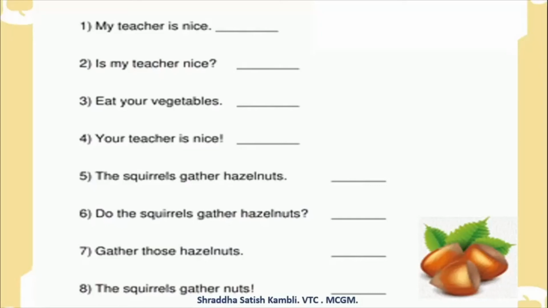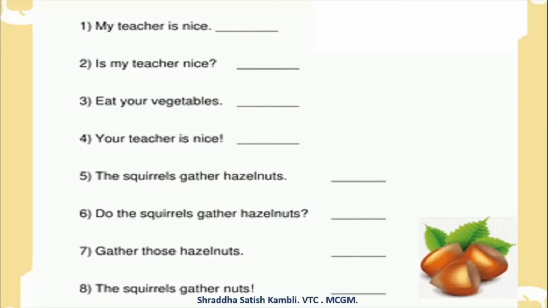So which are the sentences? Let us read them. My teacher is nice. Is my teacher nice? Eat your vegetables. Your teacher is nice! The squirrels gather hazelnuts. Do the squirrels gather hazelnuts? Gather those hazelnuts. The squirrels gather nuts! See the tone, see the way in which I have said these sentences, and try to ascertain whether they are exclamations or questions or statements or commands. Okay? So come on, now let's check the answers that you have figured out.